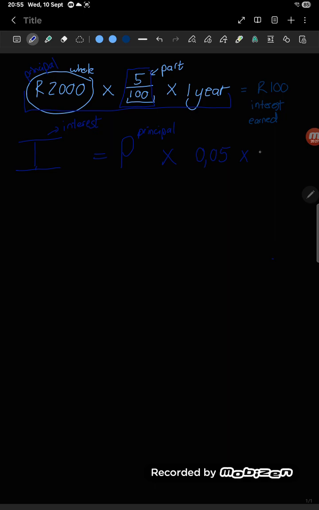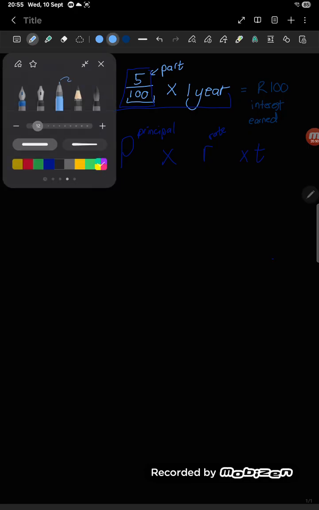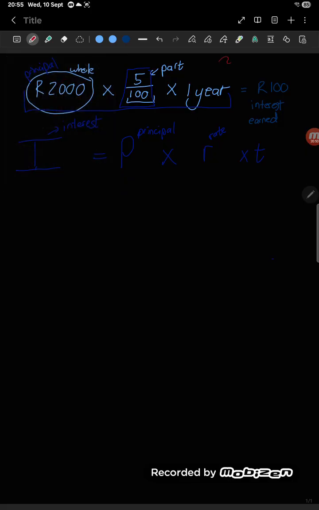And the year is the time that was in. And what do I call this 0,05? Well, I call it the interest rate. R is for rate, the rate at which our interest is made. Because maybe in 3 years' time my rate will become 7.5%. Then I'll have to go 7,5 divided by 100, or I'll have to say 0,075. And I times this.